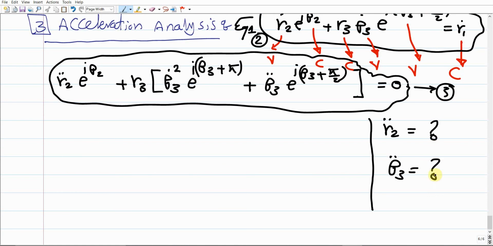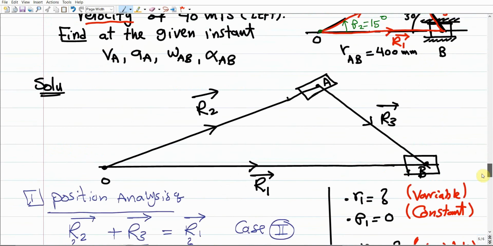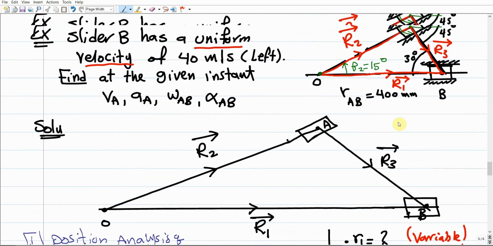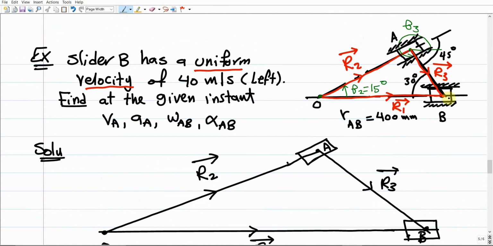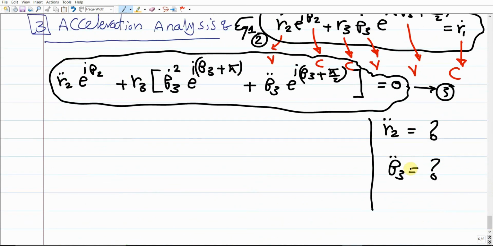And intuitively, theta 3 double dot is unknown, because in the acceleration analysis we are allowed only two unknowns, right? Theta 3 double dot is alpha, the angular acceleration of length 3, which is R3, the length EB. It means that alpha, this should be the alpha EB, which is theta 3 double dot. It is also unknown and required. So if we find these unknowns, we already have everything.